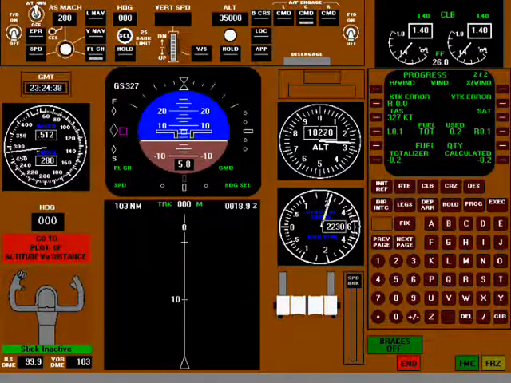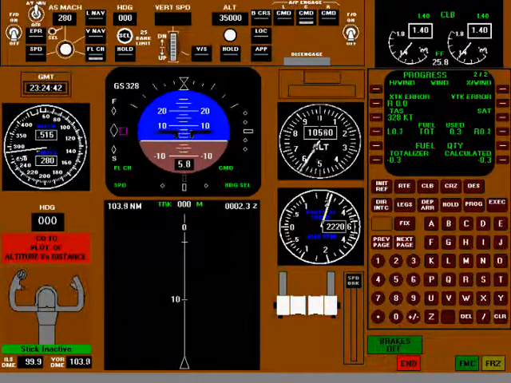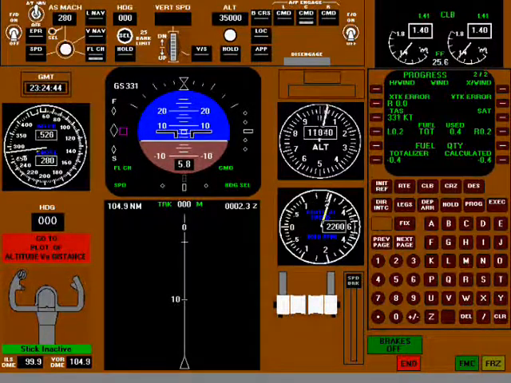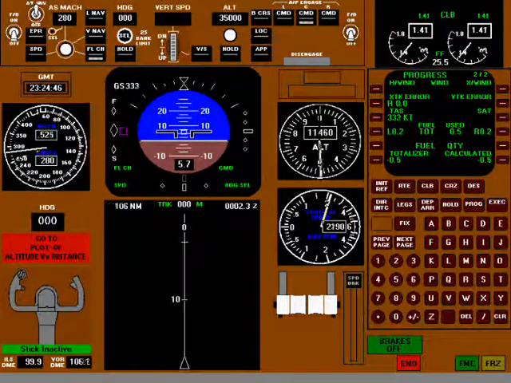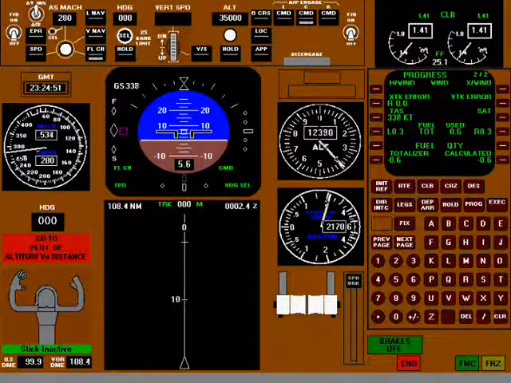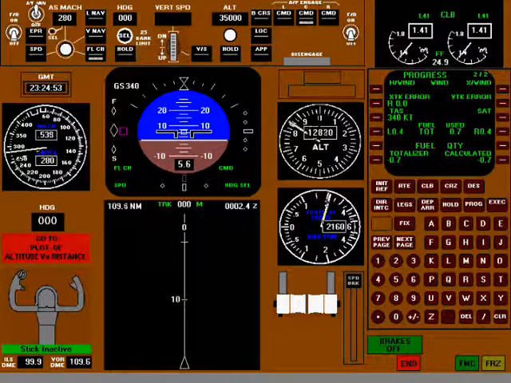We are accelerating to the initial climb speed of 280 knots, which will be maintained by the autopilot. Notice that during this constant indicated airspeed climb, the true airspeed increases, as does the Mach number. The Mach number is seen in the upper portion of the airspeed indicator, and the true airspeed is shown on the progress page of the flight management computer display.